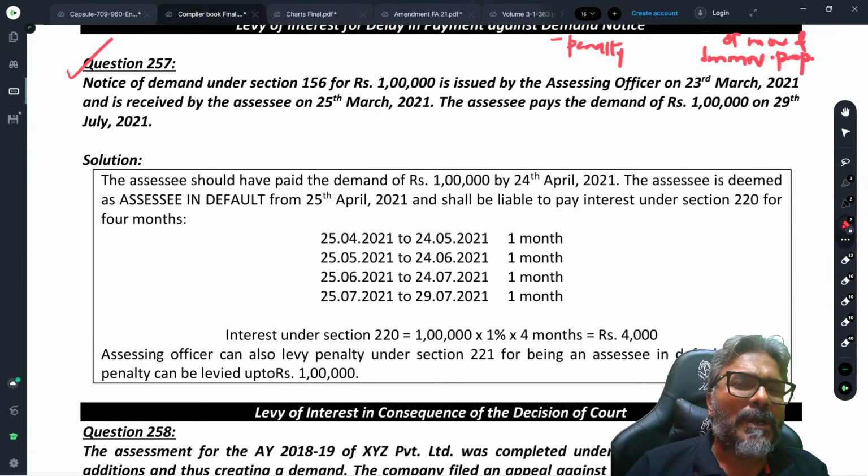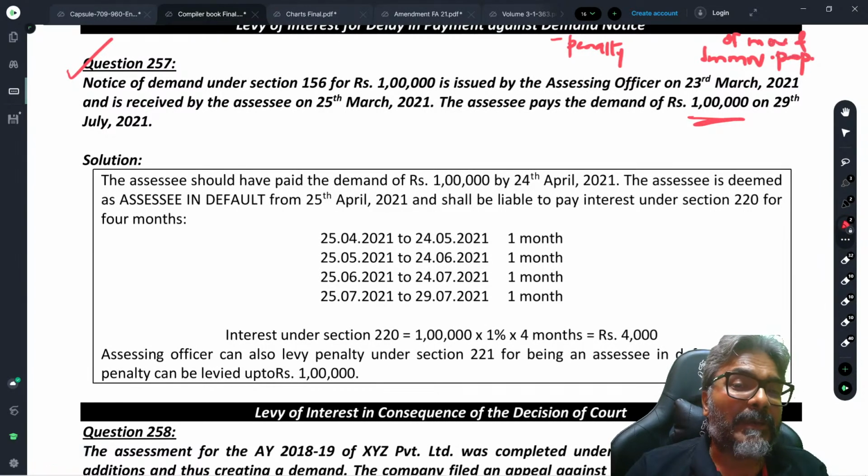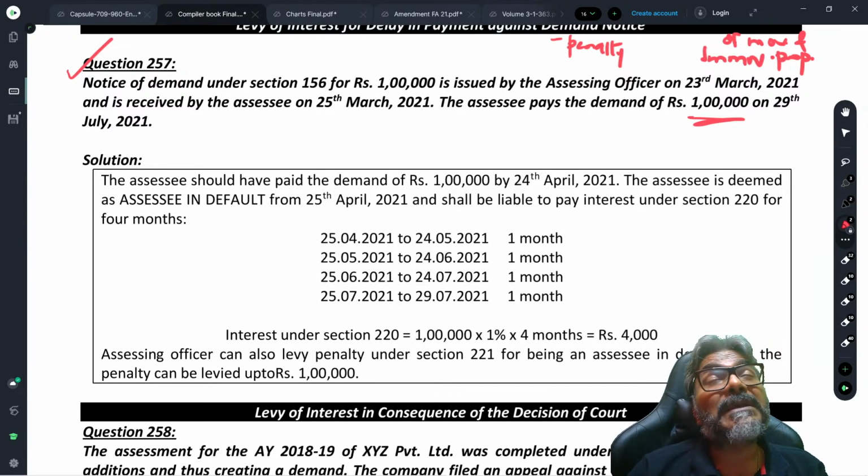by the AO on 23rd of March 2021 and is received by the assessee on 25th of March, students. So, the assessee pays the demand of rupees 1 lakh on 29th of July 2021. Now students, from which date to which date? So it's a service of the notice of demand. Unless and until I am getting a service of the notice of demand, how is it that I am going to know that I need to pay? That's quite logical. Unless I have received the notice, how do I come to know that I have to pay? And therefore this particular concept has been introduced.